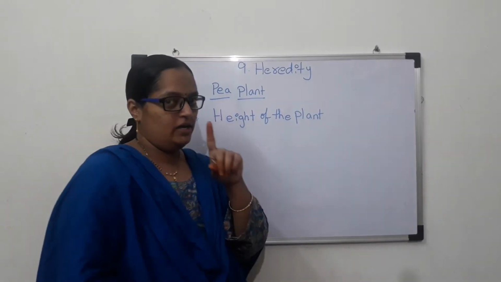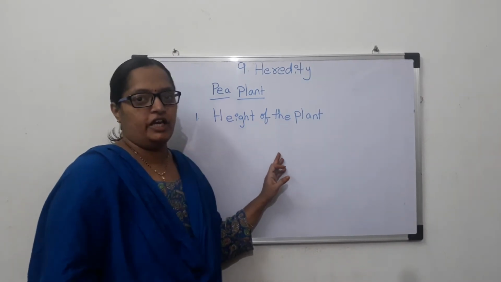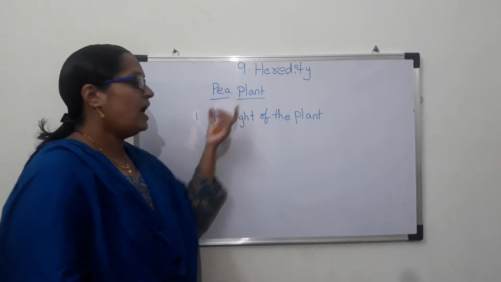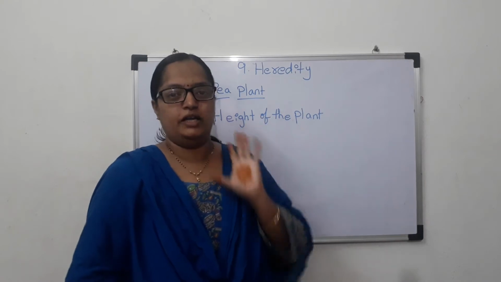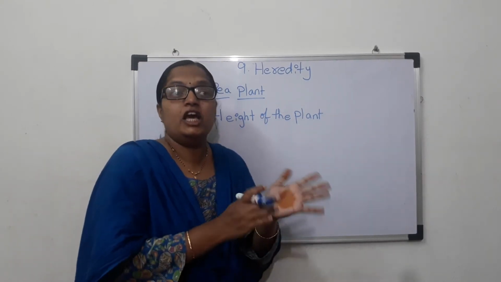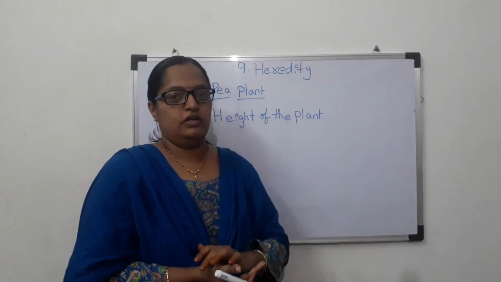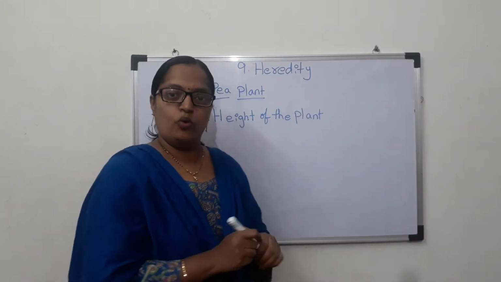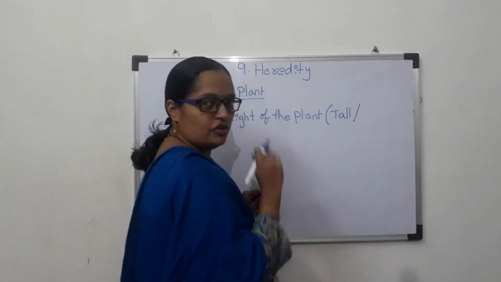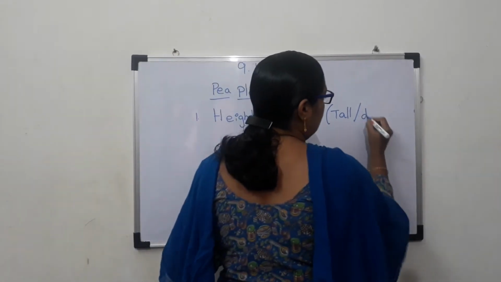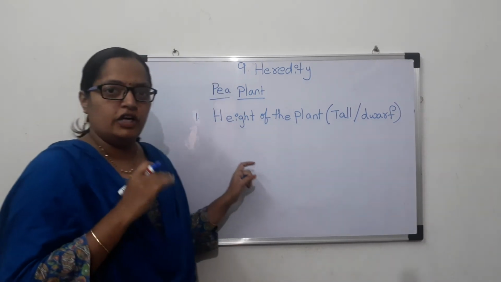We see one character in the pea plant, and based on that, two terms we can explain. First, he had taken the height of the plant. The first character is the height of the plant. In the pea plant, he observed two characters in the height. One is tall, another one is dwarf. Some types of plants he observed are tall and some are dwarf.